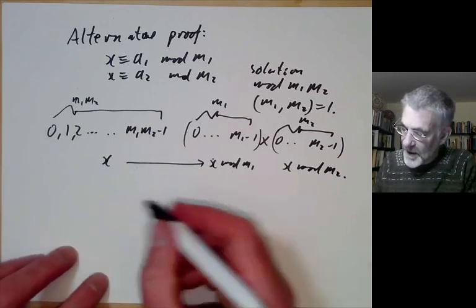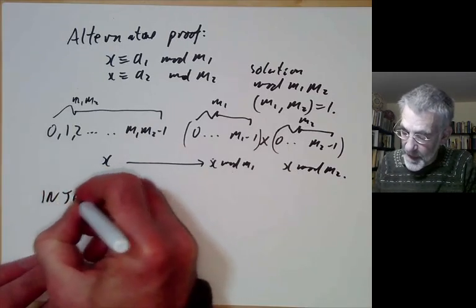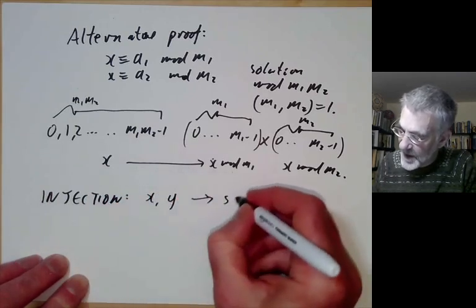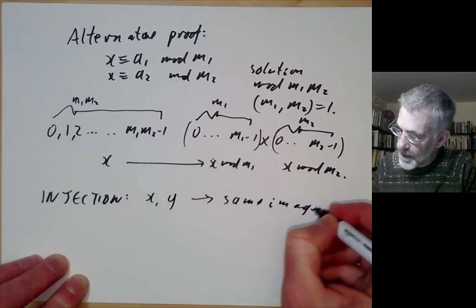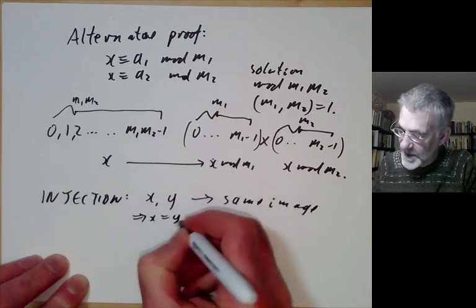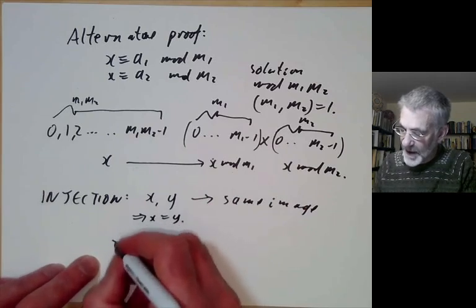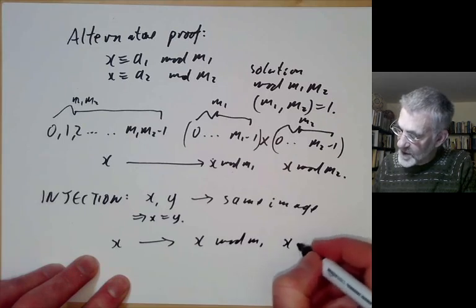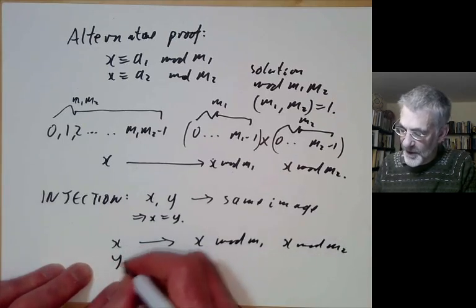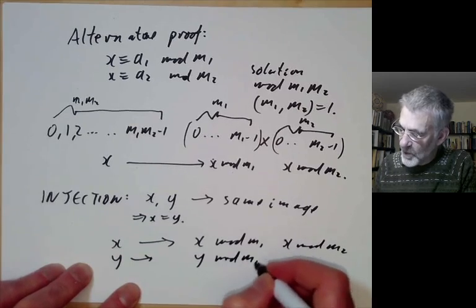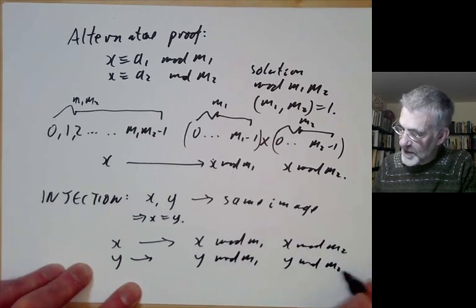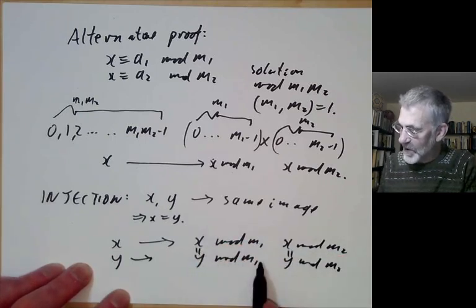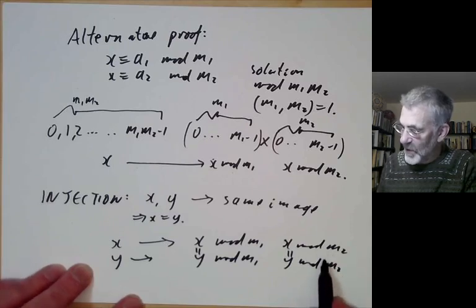First of all, we note that it's an injection. Remember, this means that if x and y have the same image, this implies that x equals y. So let's just check this. x maps to x mod m1 and x mod m2, and y maps to y modulo m1 and y modulo m2. And now we're saying these are the same image. So x modulo m1 is y modulo m1, and x modulo m2 is y modulo m2.